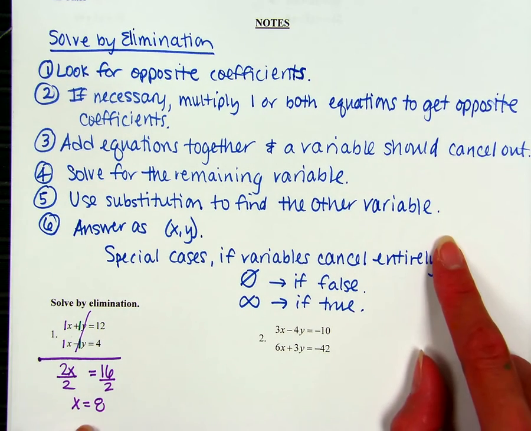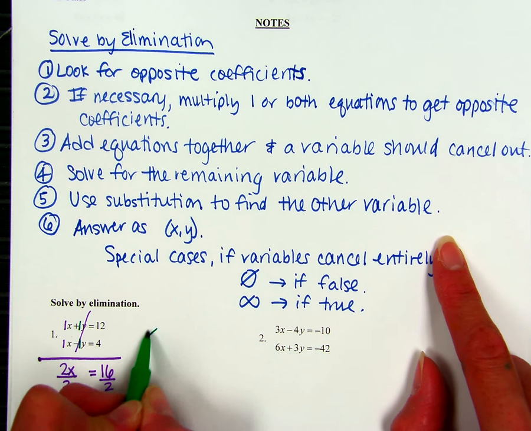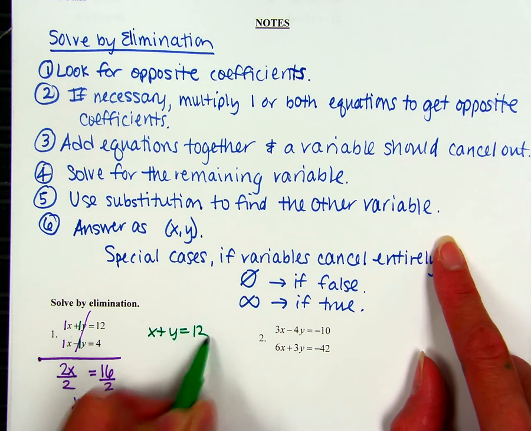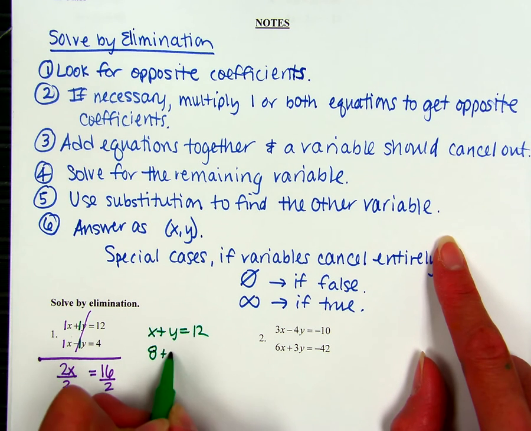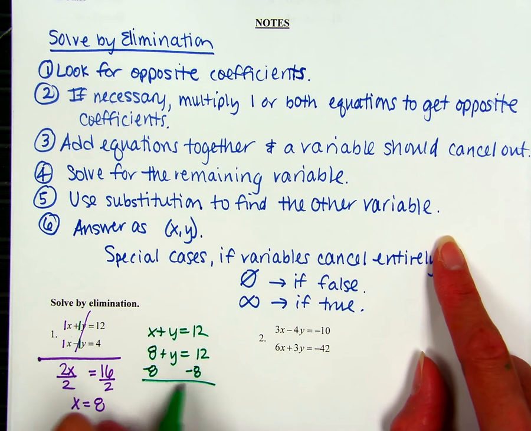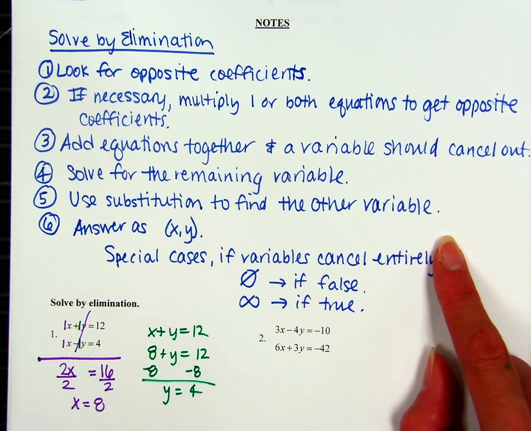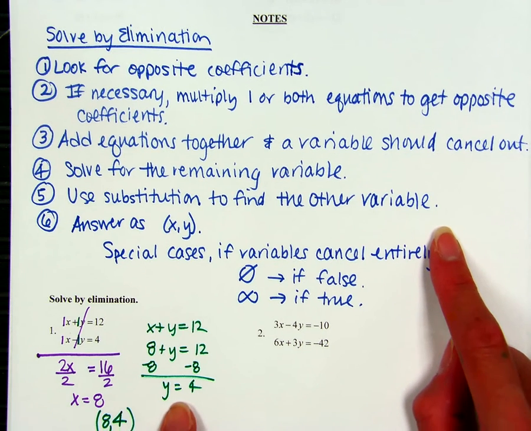I'm going to use substitution. I could substitute it into either the top equation or the bottom equation. It doesn't matter which one. So I'm just going to go into the top. So it originally said x plus y equals 12. I know that x is 8. So I will undo the plus 8 by subtracting, and I get y equals 4. My final answer is an ordered pair. So it's (8, 4). And make sure you put it in the right order. So x always goes first, y always goes second.